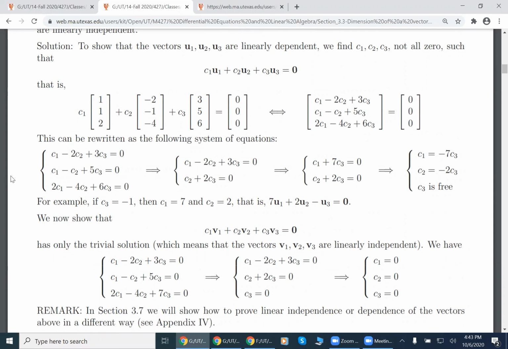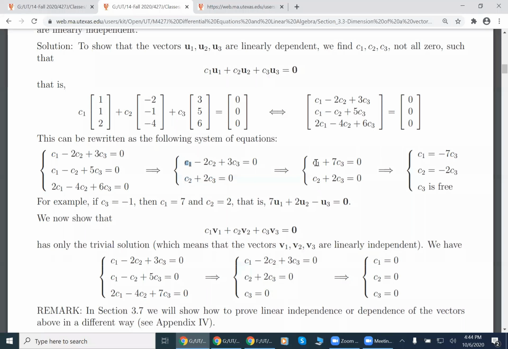Can you repeat how you got from C1 minus 2C2 plus 3C3 to C1 plus 7C3, please? How do we jump from here to here? Yes, please. Here's what we do. Let us add equation number 2 to equation number 1 twice, or equivalently, let us add to equation number 1 equation number 2 multiplied by 2.